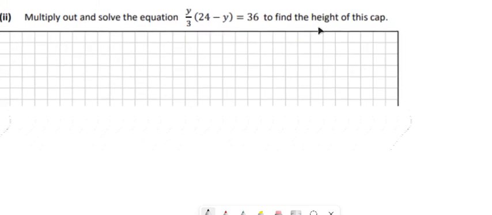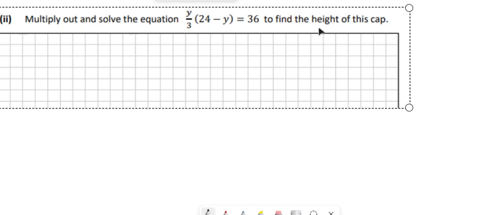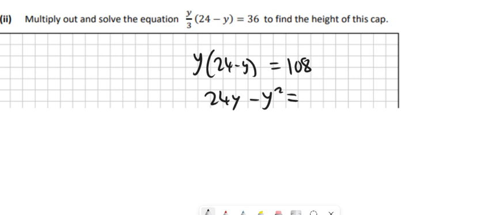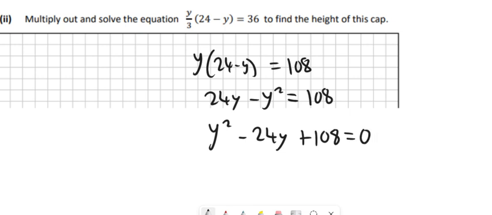Now, we're just going to multiply out then, we're just solving for y here. So if I multiply by 3 on both sides, I get y times 24 minus y is equal to 108. Then 24y minus y squared is equal to 108. Then y squared minus 24y, bring over, so plus 108 when we change the signs is equal to 0. So just bringing everything to one side there.